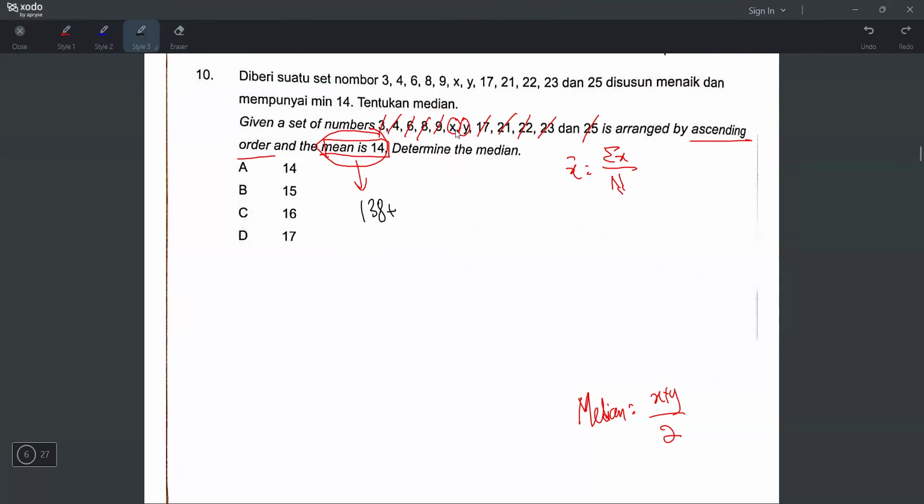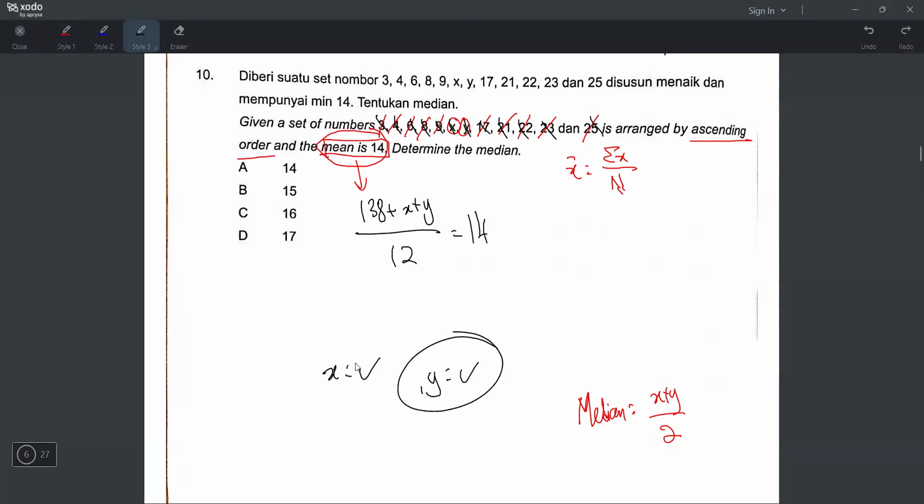And then plus x plus y, right? The x and y we don't know, so we cannot add, so we just write it beside. Over how many numbers? 1, 2, 3, 4, 5, 6, 7, 8, 9, 10, 11, 12. Divide by 12, and we will get 14 because the question says so. So I think I can get the x plus y from here. We cannot find x and y separately. It's not possible to get x equals something, y equals something. Cannot. It's not possible.